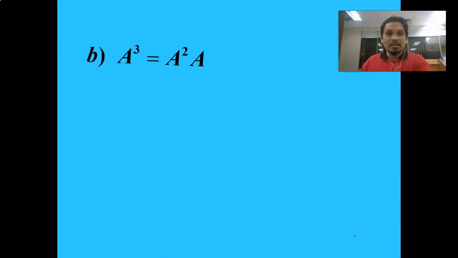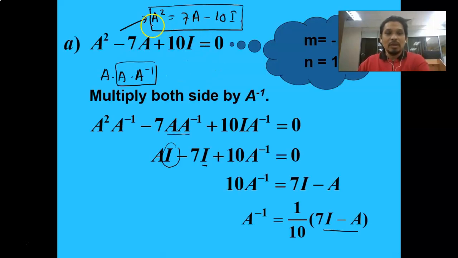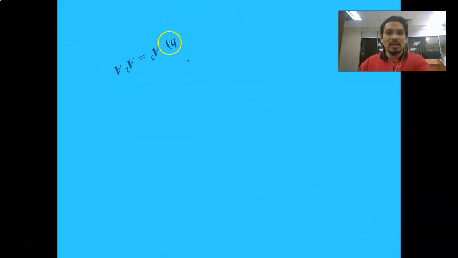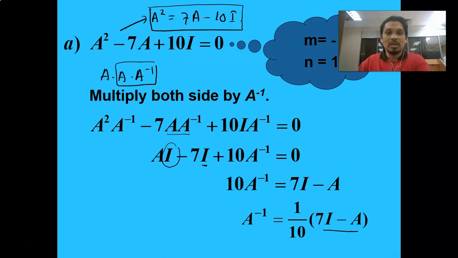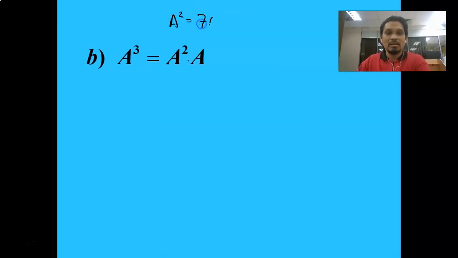Okay, so then next, A cubed equal to A squared multiplied with A. Just now, we look at this one here. A squared equal to 7A minus 10I.